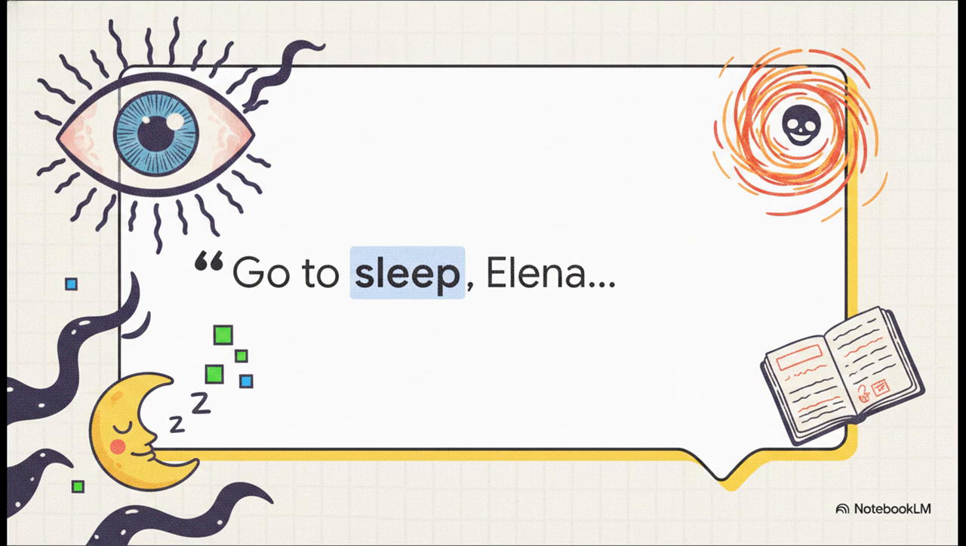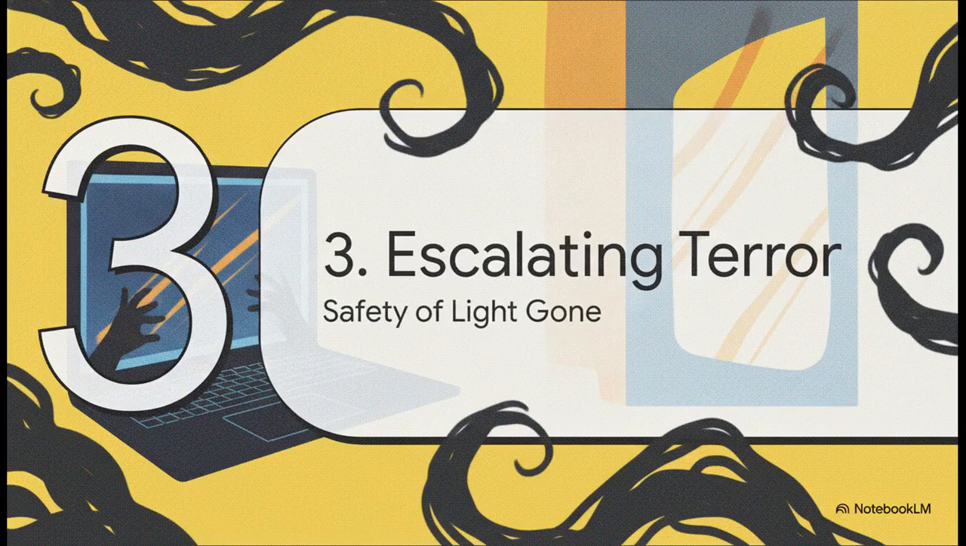So the really crucial point is how Elena reacts to this. She sighs in relief, kind of chuckles at herself, and whispers, "Go to sleep, Elena." She rationally dismisses this terrifying glitch as simple, sleep-deprived paranoia. And as a writer, this is a genius move. By having the character logically explain away the threat, it brilliantly lowers the audience's guard right before the real nightmare begins. Which leads us directly into Section 3, escalating the terror.